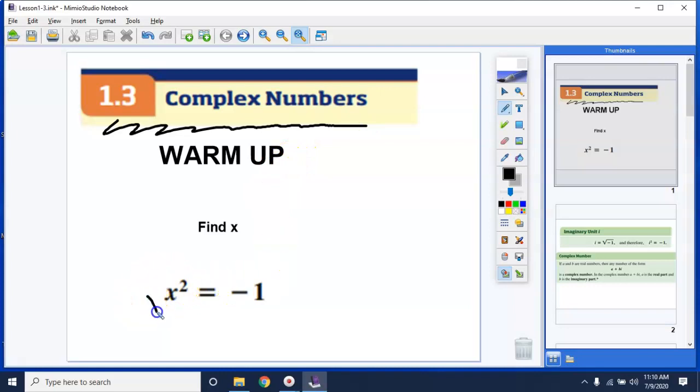So to solve this one, I'm going to take the square root of both sides first, and these two will cancel each other. I got that x equals the square root of -1, and you should say, oh, this is undefined. It's not a real number. That's why we're going to work with complex numbers.